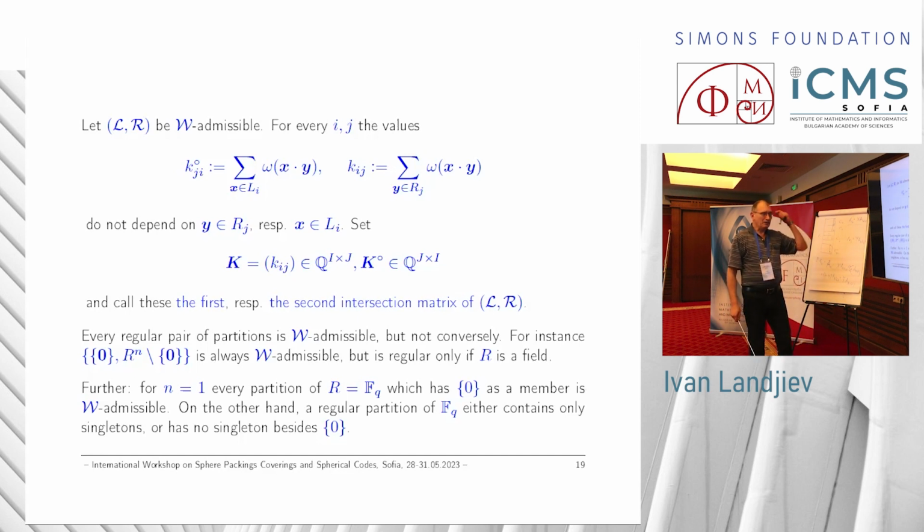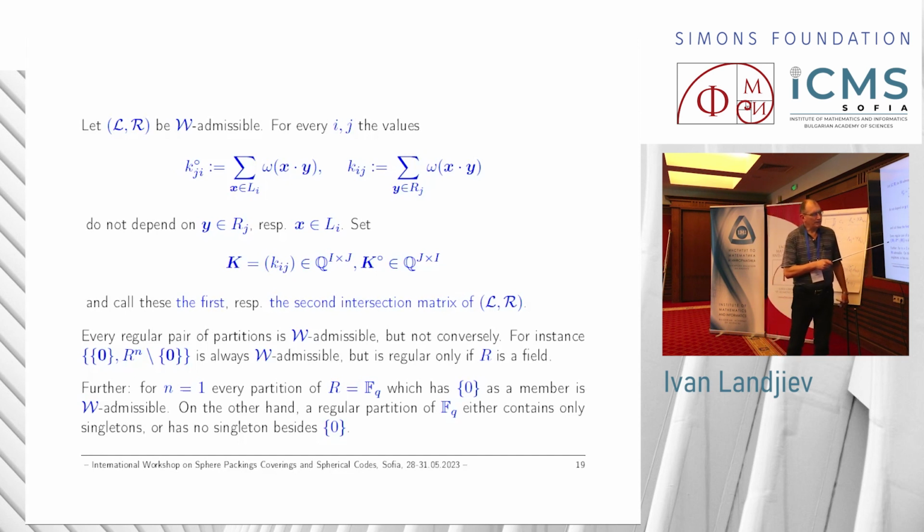So we have regular partitions, and on the other hand, we have doubly admissible partitions. And it turns out that every regular partition is doubly admissible. Every regular partition, and the partitions from the Fourier transform, they were regular. Every regular pair of partitions is doubly admissible. But the converse is not true.